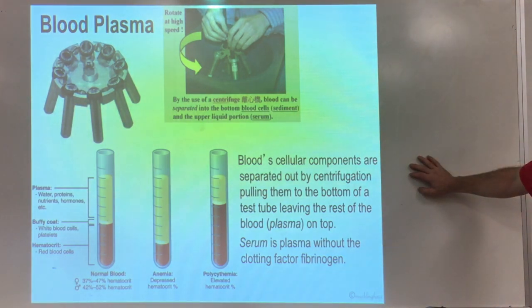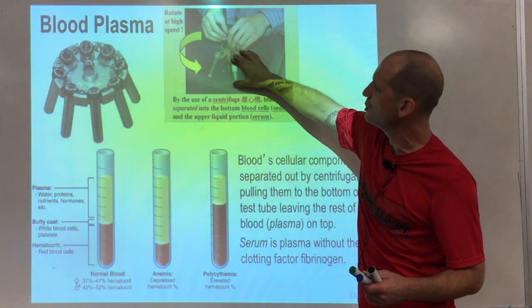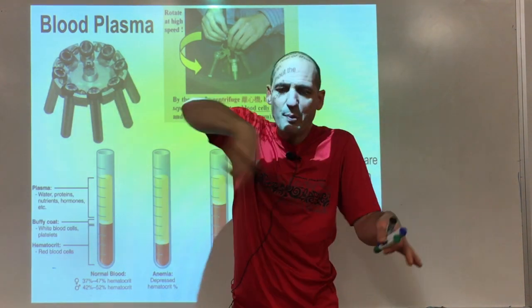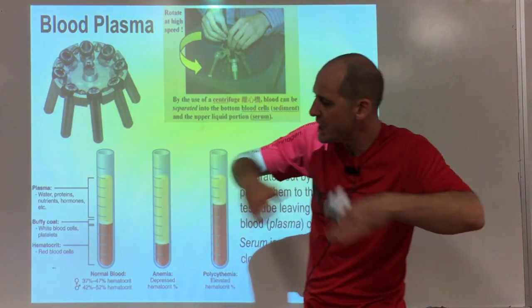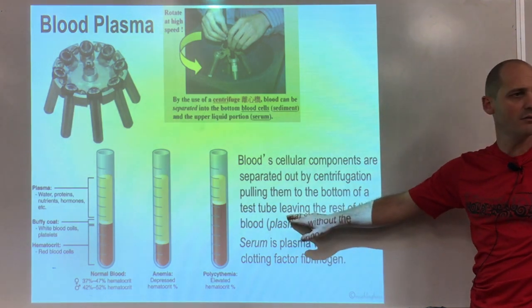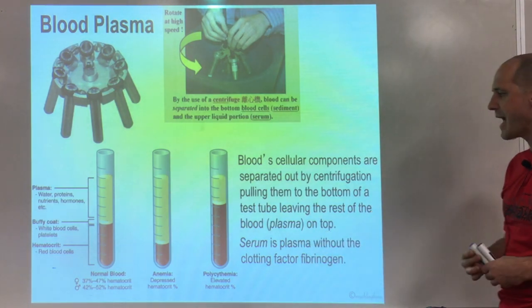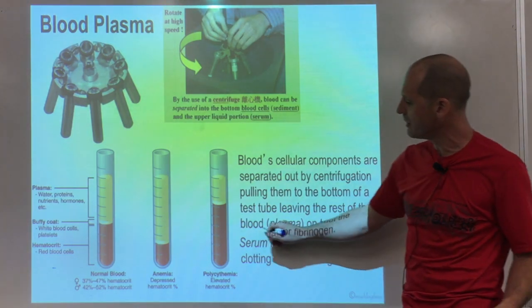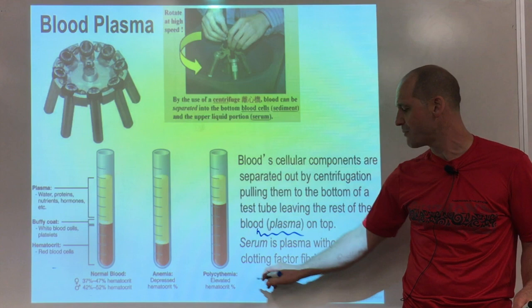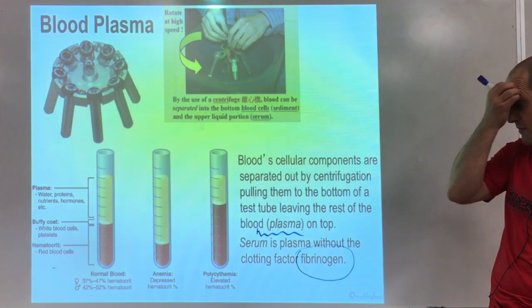So, blood plasma. What we do with blood, we take a lot of blood, we put it in these centrifuge things where the vial of blood goes down and out a little. And then we spin it. When you spin, all the things that are heavy go to the bottom of the test tube, leaving the stuff that's not as heavy, the liquidy stuff, on top. And then when we take the plasma and we take away the clotting factor fibrinogen, we have serum.